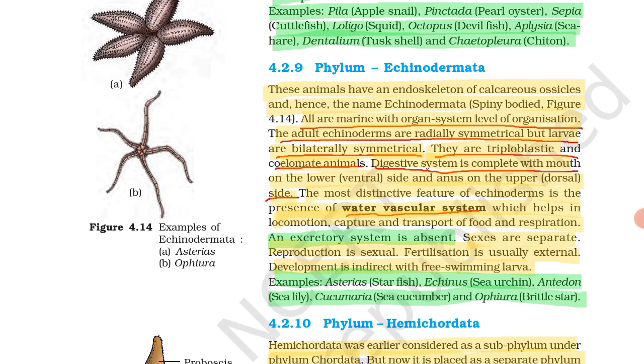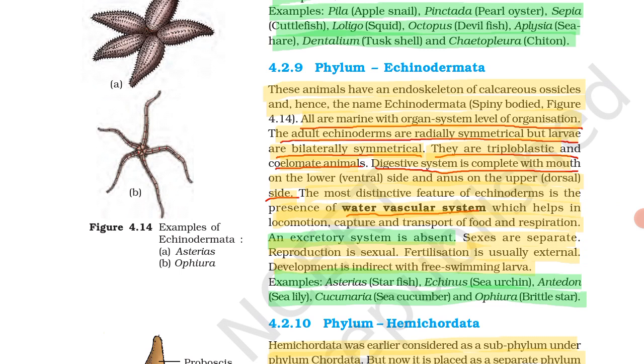So keep in mind and see all the diagrams carefully. They are most important from the exam point of view. The next is they are marine, and they have organ system level of organization and marine habitat. The adult echinoderms are radially symmetrical but the larvae are bilaterally symmetrical.